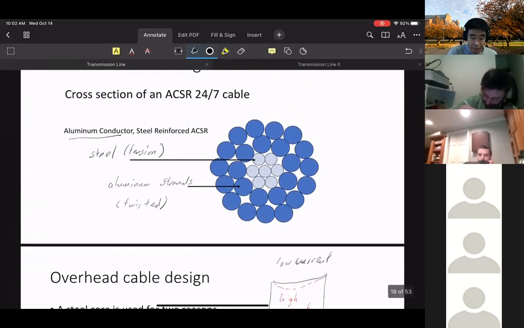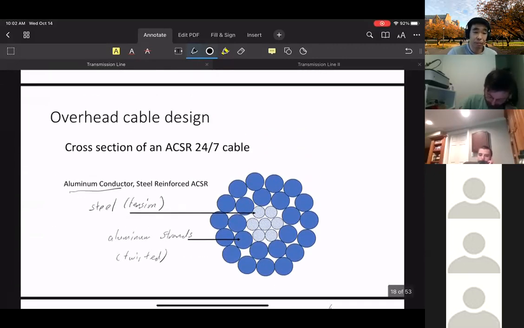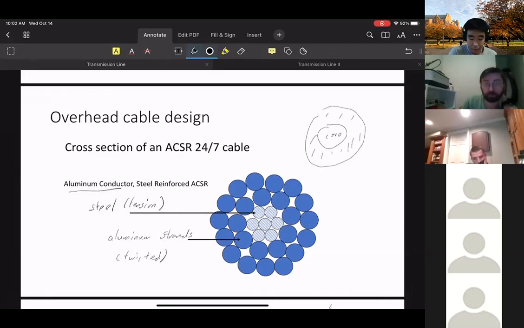But if we look at the design, we basically said we'll make many strands of conductors to carry electricity. Why don't we have a core, but then just put a continuous conductor around it? Why do we have many strands carrying current? Cheaper to make, maybe? One, cheaper to make, but there's something else. There's a physics reason why we have strands.